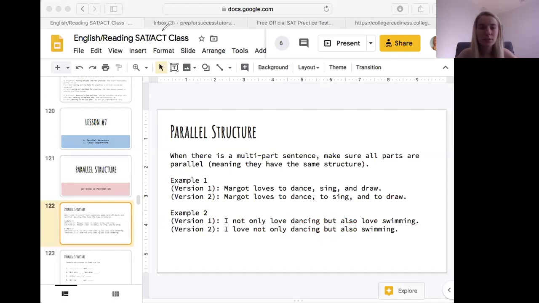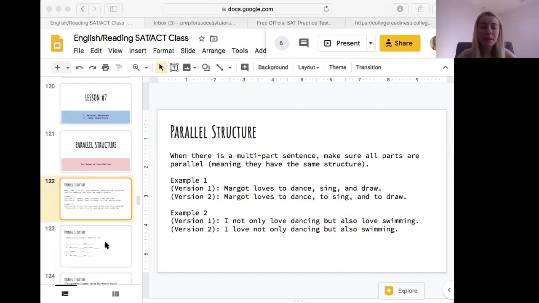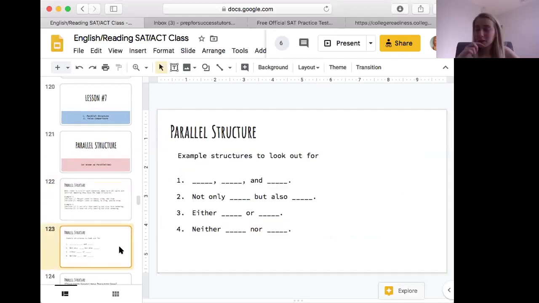Feel free to let me know if you guys have any questions so far. But in order to identify that we're dealing with these multi-part sentences, it's typically going to look like one of these structures.